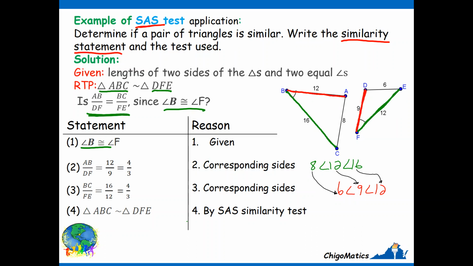Then we find what is AB over DF, it is 3 over 4. Then BC over FE, it is 3 over 4. And we are getting the same ratio, right? Then from there, the given angle is included in the two sides. Then at the end, we conclude the two triangles are similar by the side angle side similarity test.